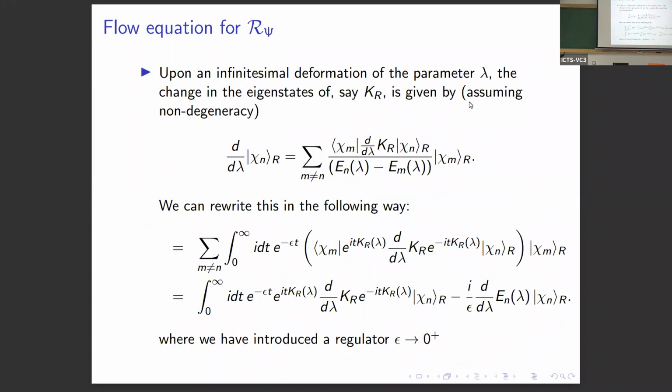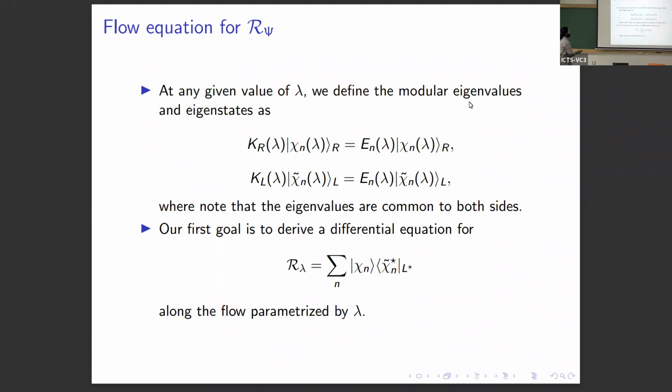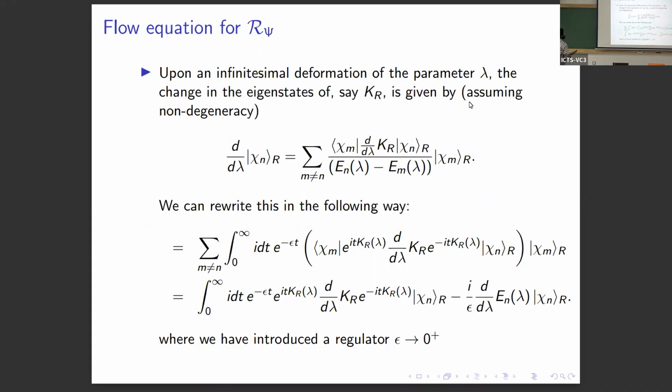Now, the aim is to derive some flow equation for this reflection operator that will let me do some concrete calculations. That's not very hard. For example, you can derive a flow equation for these eigenstates by doing time-independent perturbation theory. And then I'm going to write this formula in a convenient way by exponentiating the denominators by introducing a Schwinger parameter. So the t here is a Schwinger parameter that I've used to exponentiate this thing in the denominator.